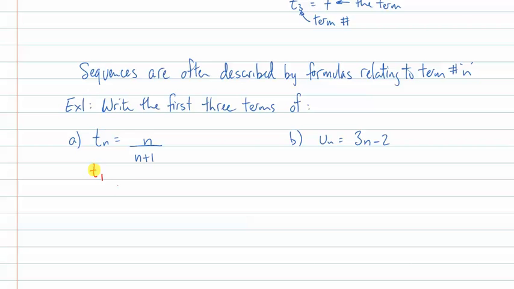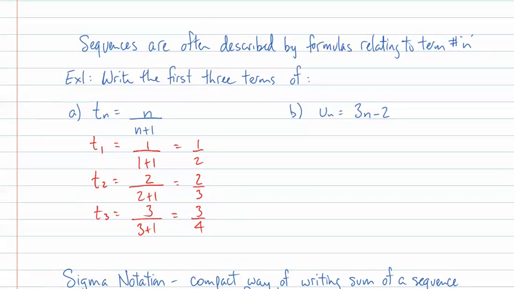Alright, I have n equals 1, so I write t sub 1. I substitute 1 in for n wherever I see it. Term 1 then is 1/2. Term 2, 2 over 2 plus 1, or 2/3, is the second term. Term 3, substitute 3, and 3/4. So, this particular pattern is 1/2, 2/3, 3/4 in a set notation bracket. That's what this formula is telling us.